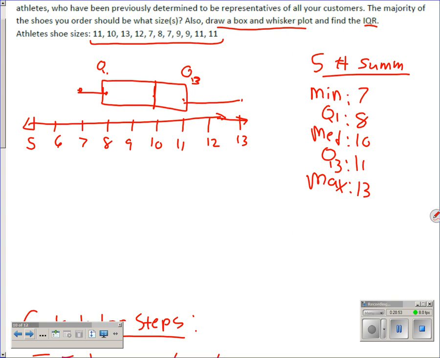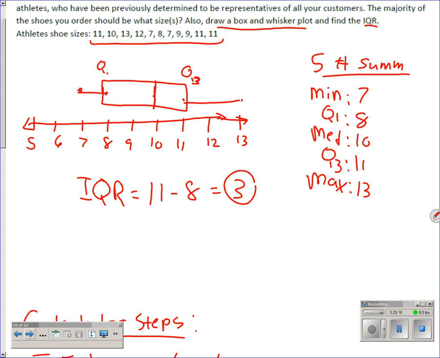If I wanted to find the IQR, what do I do again? Subtract. So my Q3 was 11, and my Q1 was 8, and my IQR is 3. Okay? That gives a more consistent idea of the spread that we have.